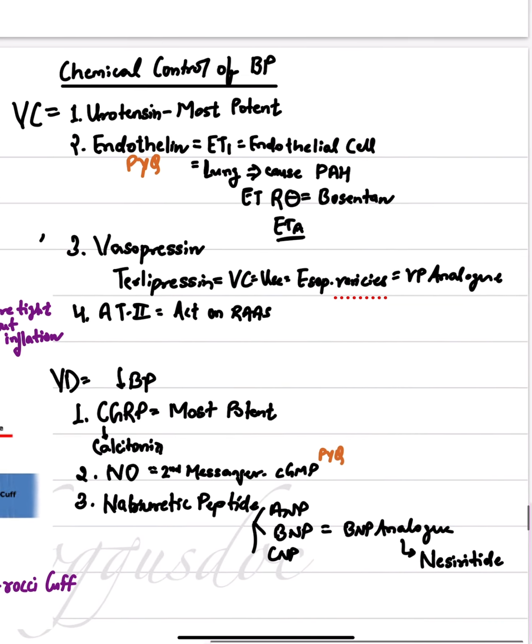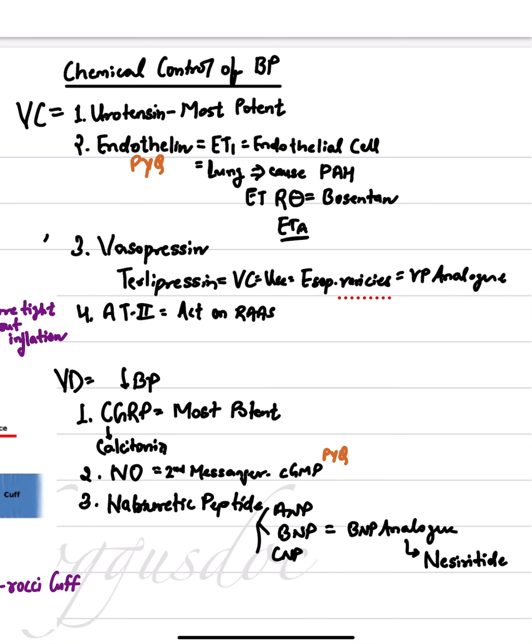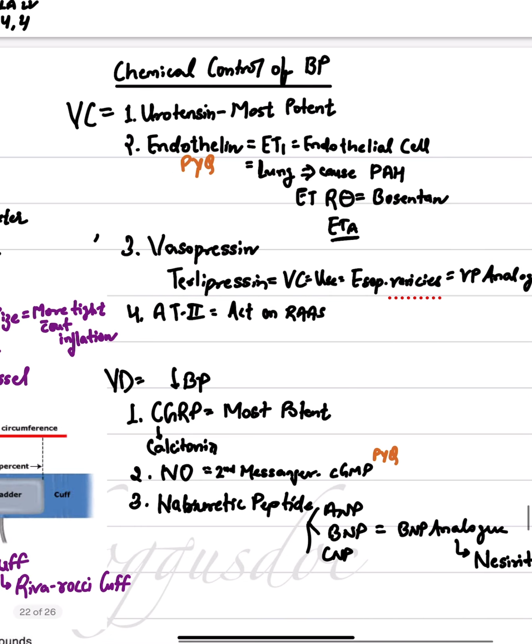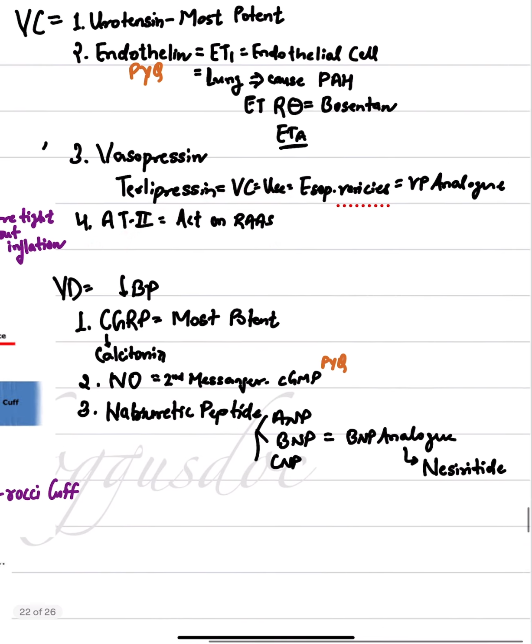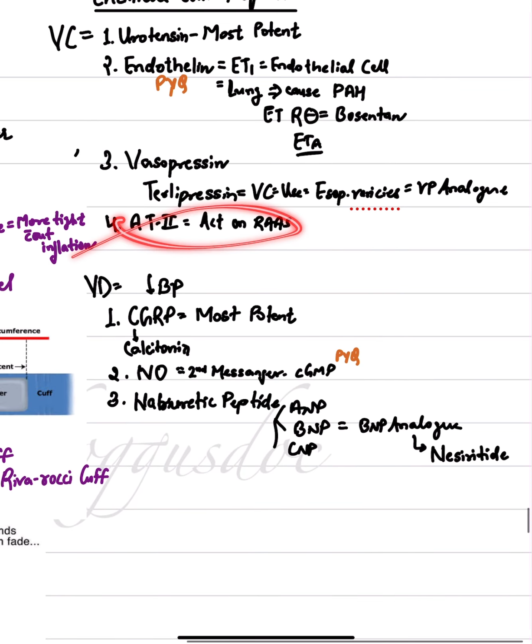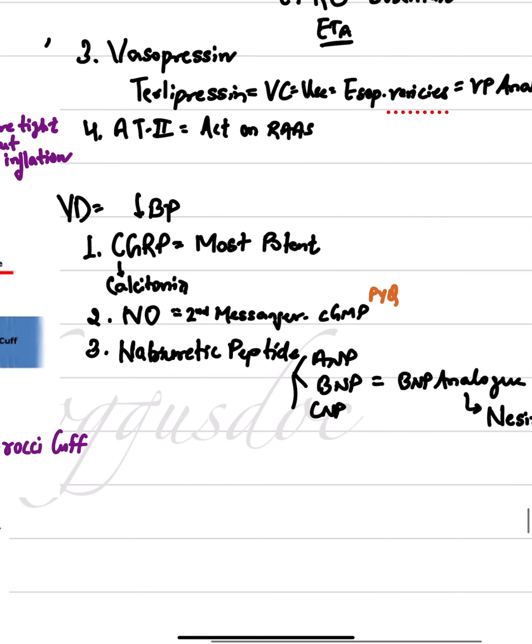Vasopressin: we use terlipressin for vasoconstriction. It is used in esophageal varices. It is a vasopressin analog. And angiotensin acts on the RAS.